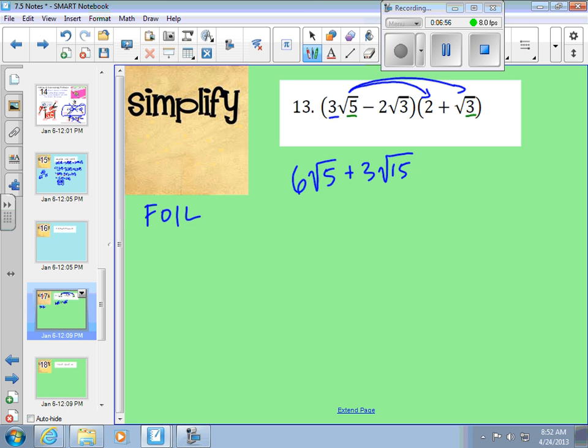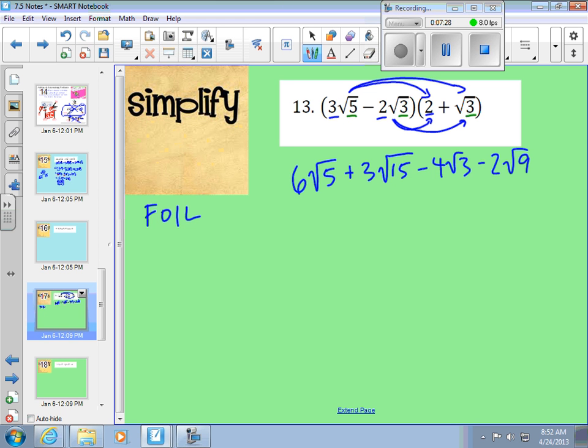All right, now we multiply the inside ones. Again, here we'd be multiplying numbers outside the square root, so minus 4 square roots of 3. And finally, we multiply our last ones. Here, we're going to multiply numbers under the square root. So we have a 2 minus 2, and then square root of 3 times square root of 3 is going to be square root of 9.